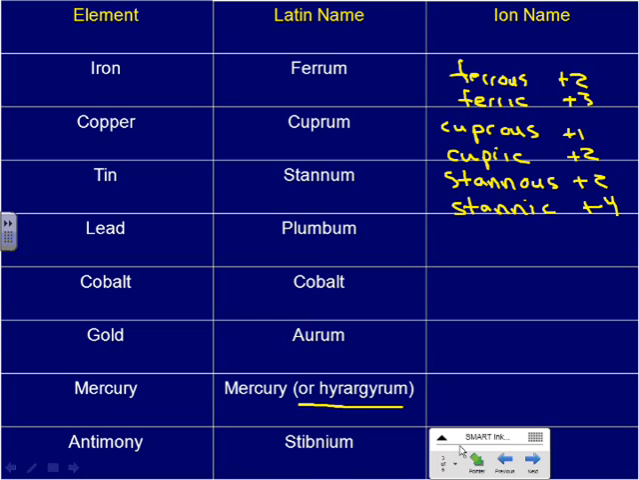Okay, now lead. The Latin name is plumbum. You may giggle about that. It is funny to say. It's a funny sounding thing. This is plumbous and plumbic. And it's 2 and 4 as well, I think, isn't it? Plus 2, plus 4. Okay?